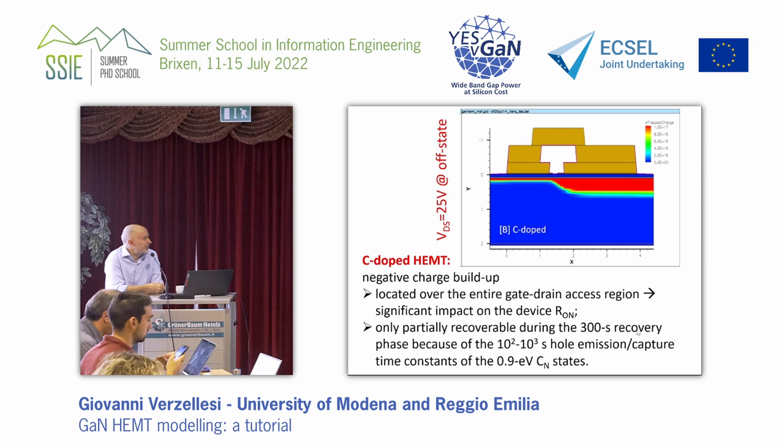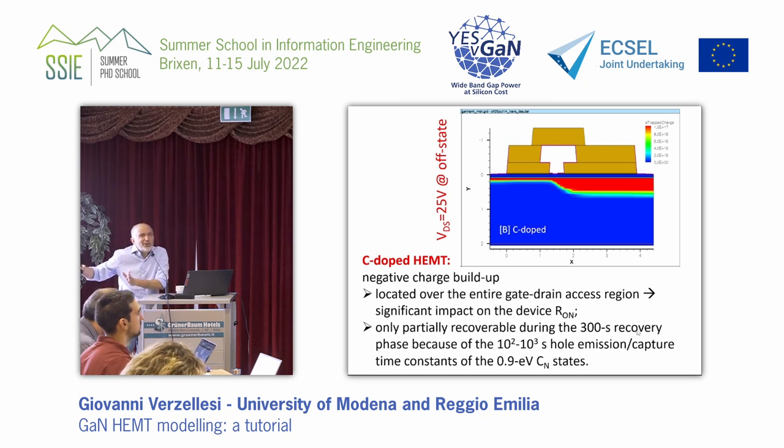On the other hand, in carbon doped HEMT, the negative charge buildup is localized over the entire gate to drain access region, so there can be a significant impact on Ron, and this hole emission effect is only partially recoverable, so it can accumulate during the step stress experiment because the time constant related to hole emission and hole capture is in the range of 100 to 1000 of seconds. And according to the hole redistribution model, both processes, hole emission and hole trapping, have basically the same kinetics, the same time constant.